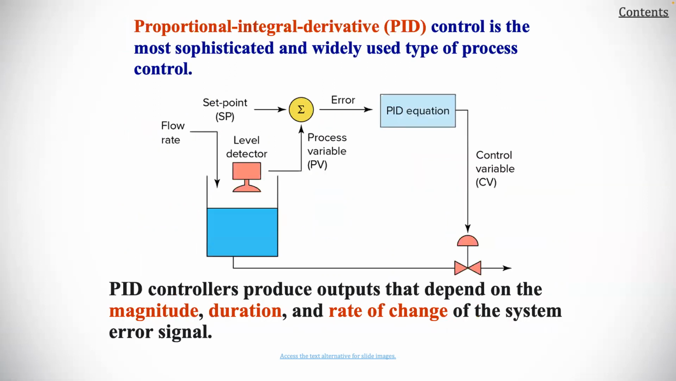For proportional integral derivative, PID control is the most sophisticated and widely used type of process control. PID controllers produce outputs that depend on the magnitude, duration, and rate of change of the system error signal.